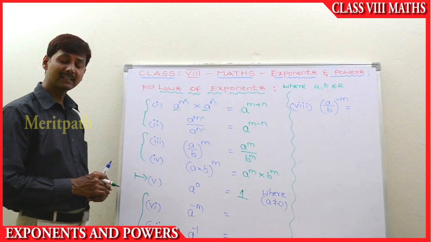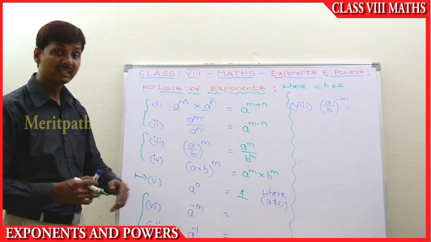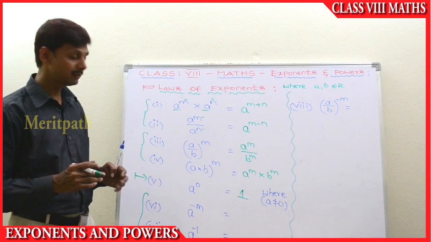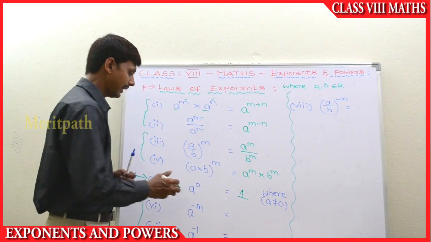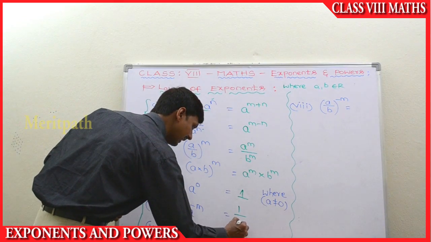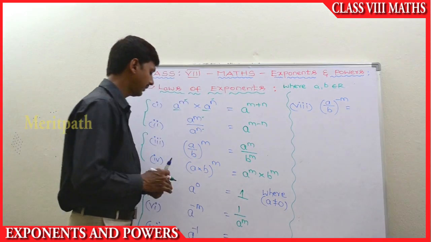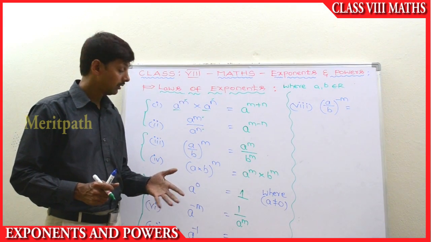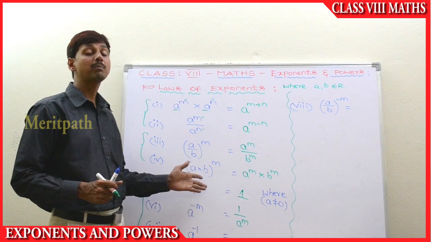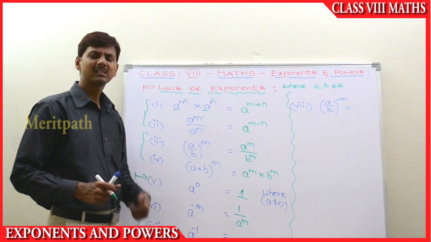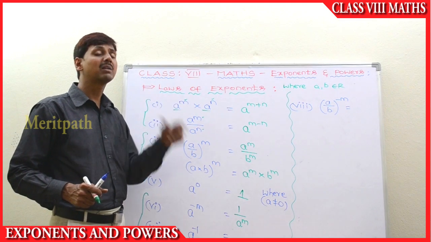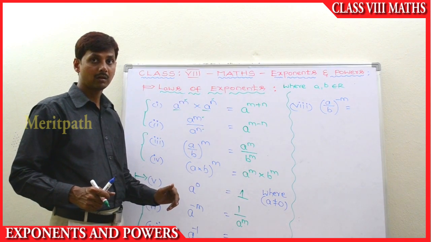a to the power of minus n has a negative exponent. So when we take this negative exponent as positive, it goes to the denominator: 1 by a to the power of n. We have taken this exponent to the denominator, so it became 1 by a to the power of n. Similarly, if it is a constant number, any number, for example, this is 1.